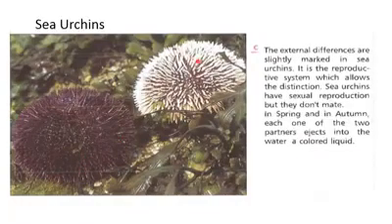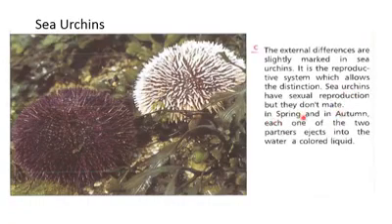Another animal, the sea urchin. Look at the sea urchin. As you see, with the sea urchin, we cannot distinguish between the male and the female usually. The external differences are slightly marked in sea urchins. It's difficult to know which one is a male and which one is a female. It is only the reproductive system which allows the distinction. We need to check the reproductive system of them to see.